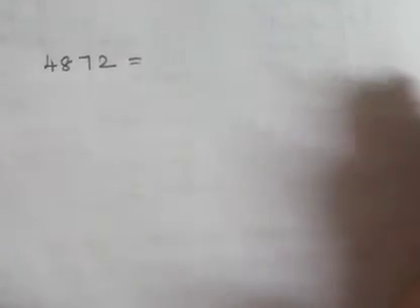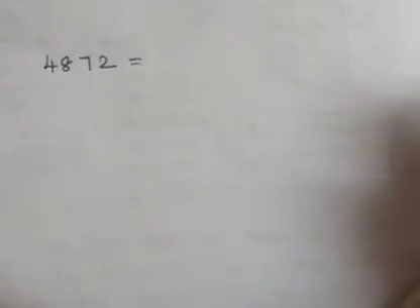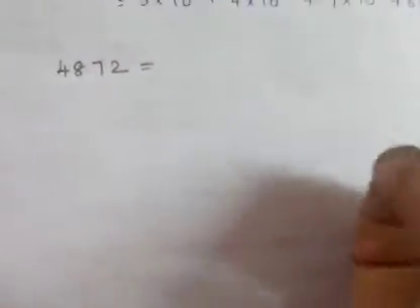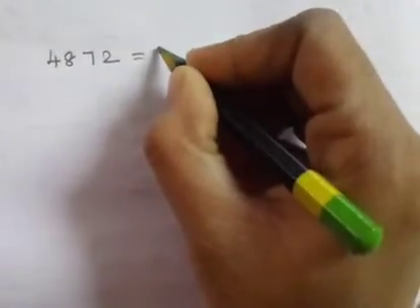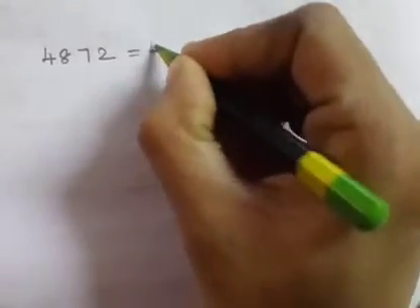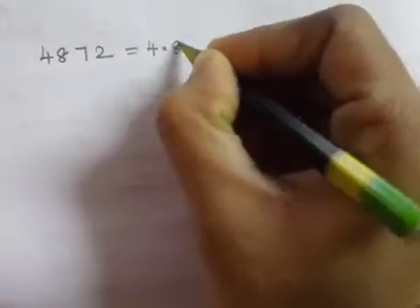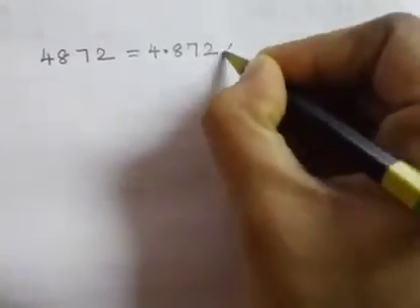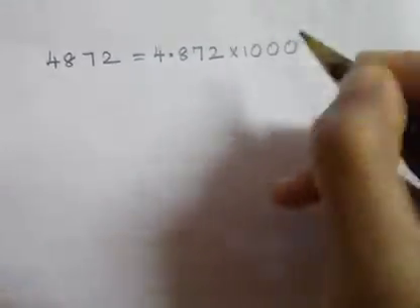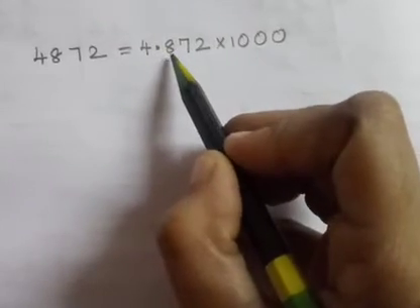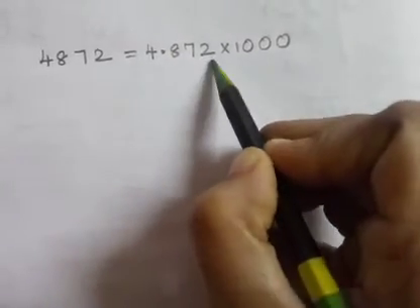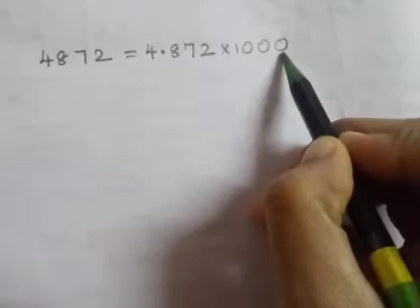If this is a number, 4872, instead of writing it like this, you can write it in standard form. After the first digit you should keep a decimal point: 4.872 into 1000, because after the decimal point how many digits are there? 1, 2, 3. So 3 zeros you should keep.